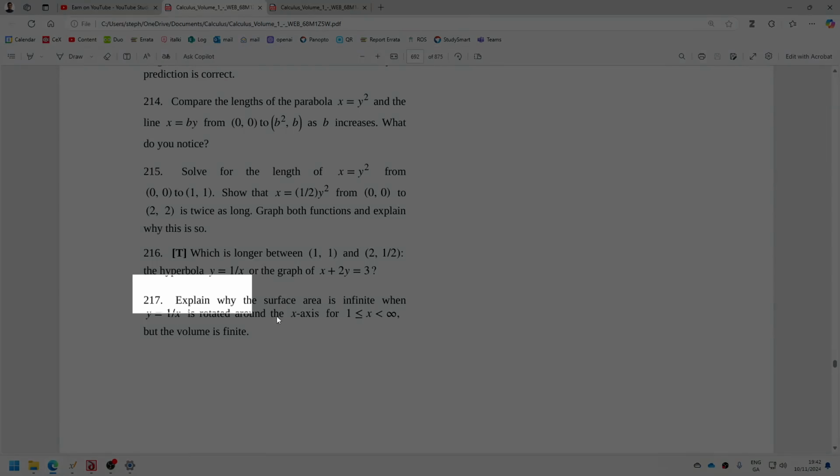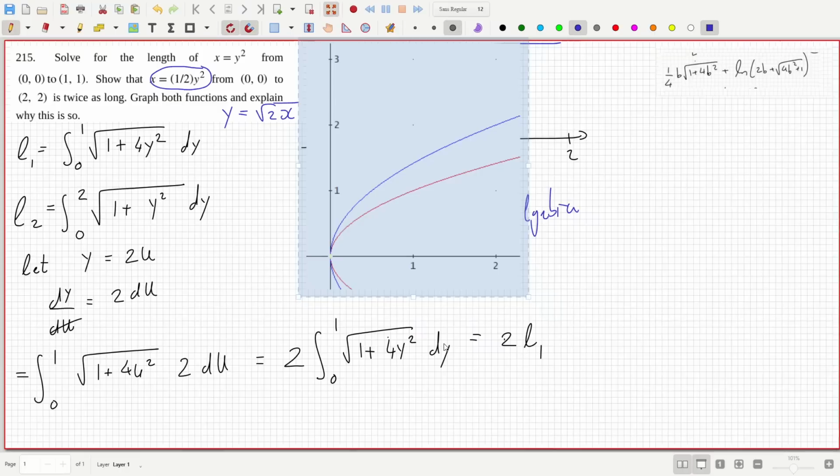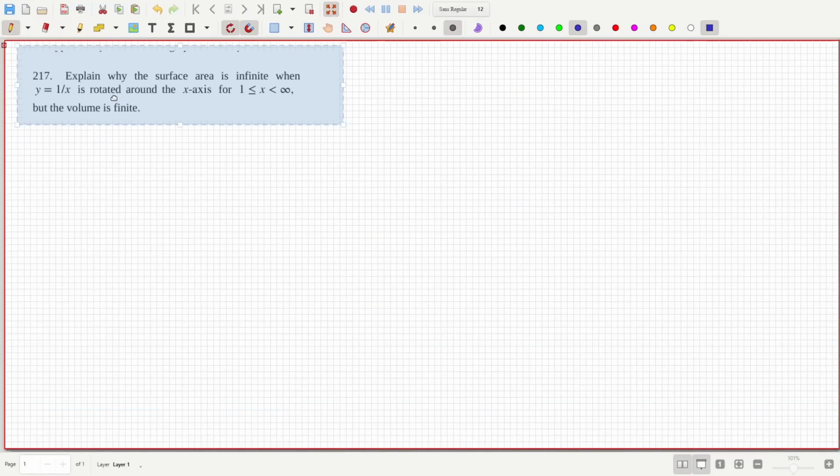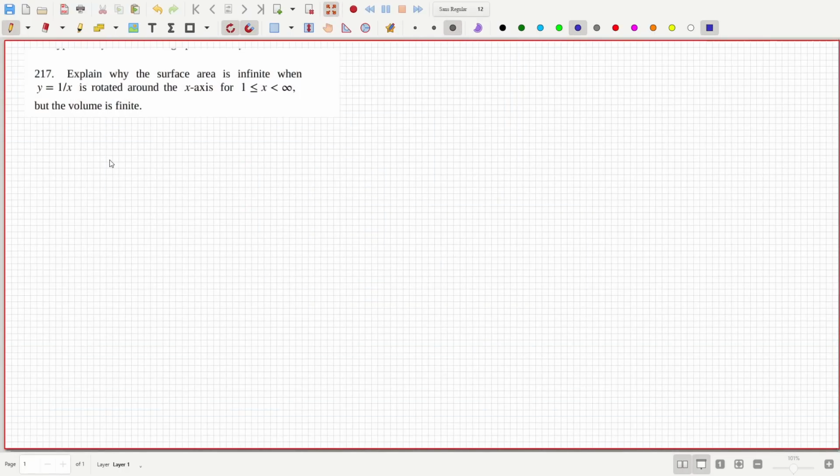Explain why that surface area is infinite. All right. Well, the area would be 2 pi, integral from 1 to infinity of the function times root 1 plus the derivative of the function squared. Bring down the power, reduce the power by 1.